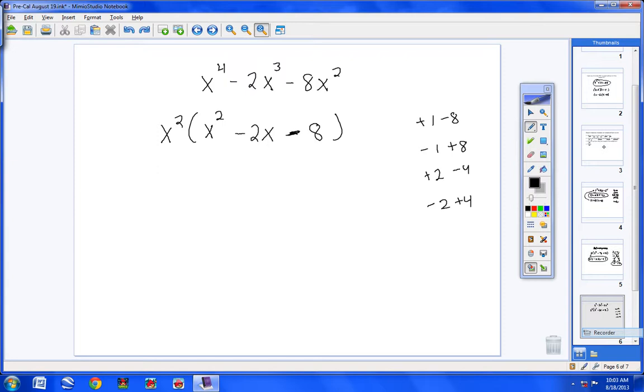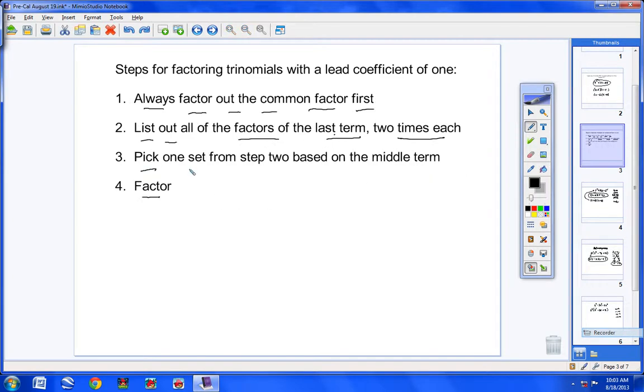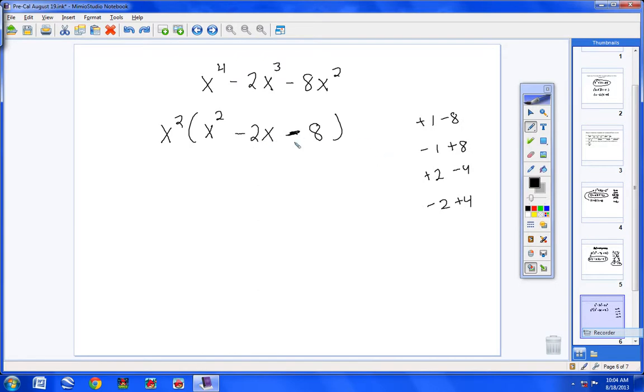Now step 3 says pick one set based on the middle term. Pick one set based on, what's my middle term? Right here, a negative 2. One of these combines to a negative 2. And there it is. If you were to add those two together, you would get a negative 2. So I don't want that, don't want that, don't want that.